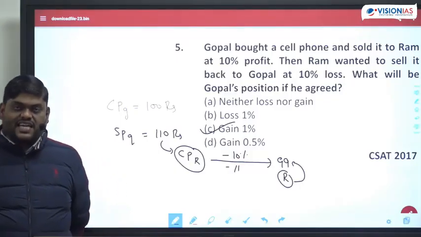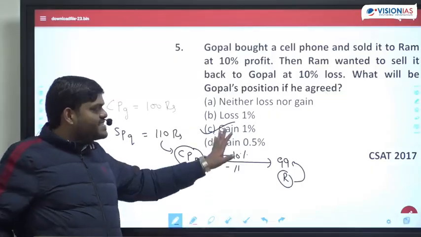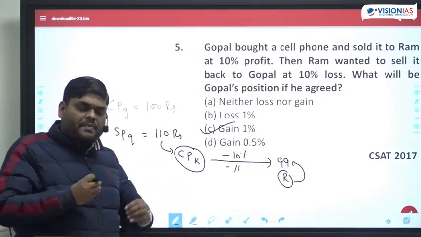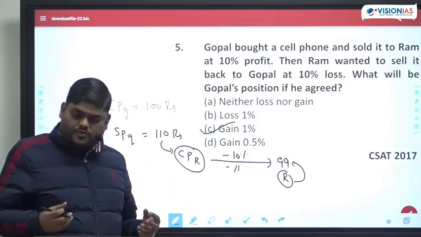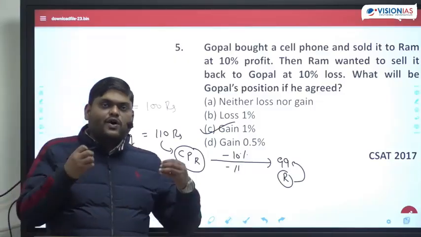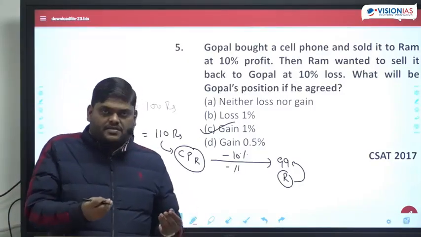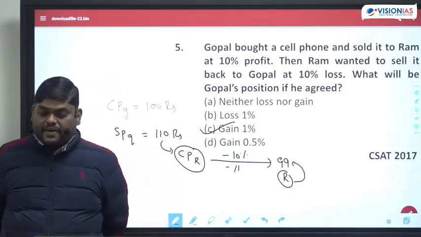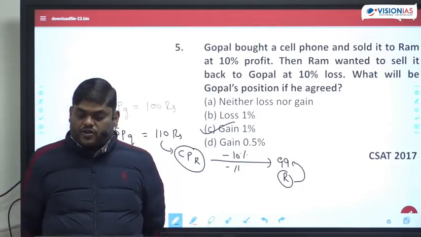Yes, the answer is C, not B, because he is getting 1 rupee profit. आपको 100 रुपए की चीज 99 रुपए में मिल गई. The cost of a phone is 100 rupees. You are getting the same phone in 99 rupees. That means you are getting 1 rupee profit or not?